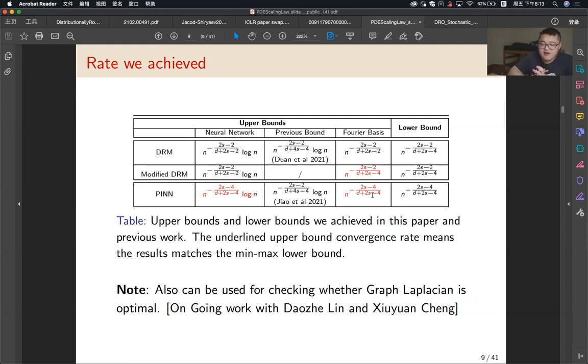For the standard Deep Ritz method, what we show is that it is actually not tight. The upper bound is worse than the lower bound. For neural networks, I can't say I have given you a tight proof, but for the Fourier basis, I will show you that this bound is actually tight. We also propose a modified version of the Deep Ritz method that is optimal. So the Deep Ritz method is optimal for the Fourier basis, but for the neural network, I still can't tell you whether it's optimal or not. I just can't achieve the optimal rate. This rate can also be done for graph Laplacians, and this is ongoing work.